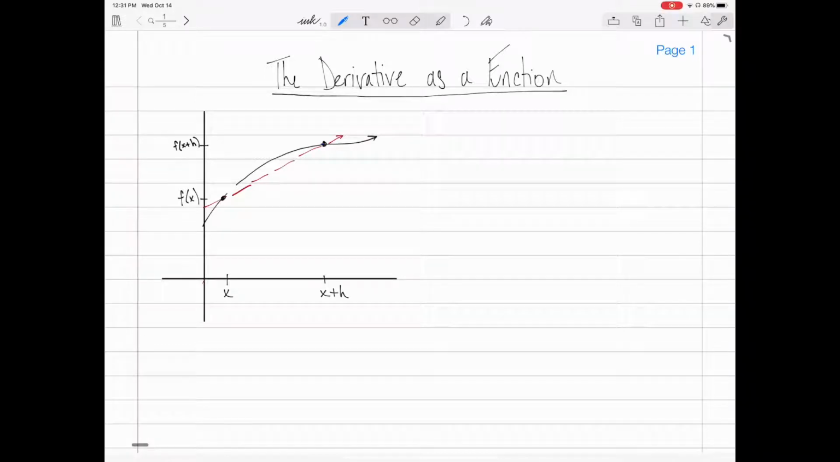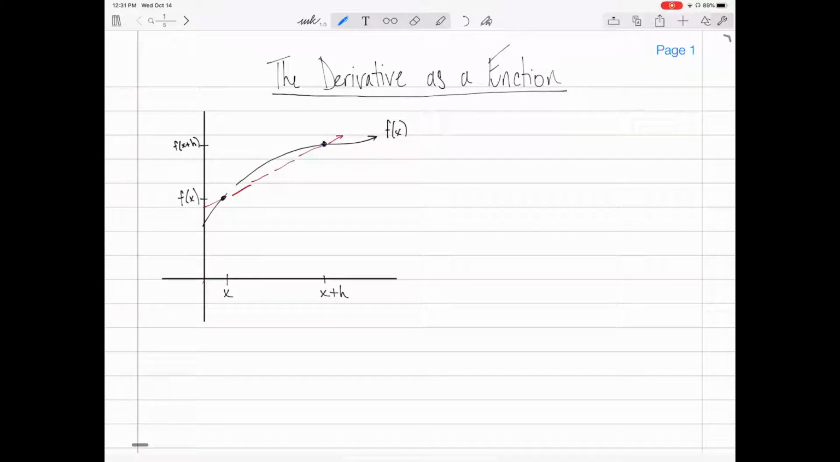So today we're going to look at the derivative as a function. On this graph, this black line that I drew represents f of x. So that's the function f of x. And then the red dashed line is a secant line between 2 points. A secant line is a line that goes through 2 points on a graph.